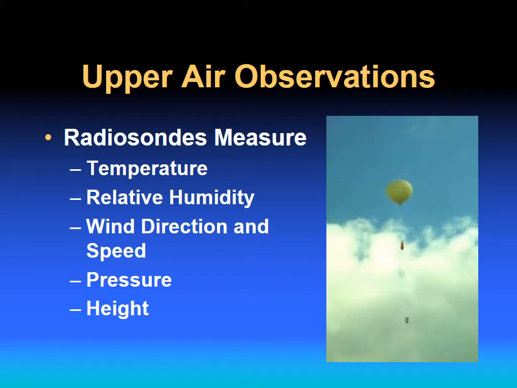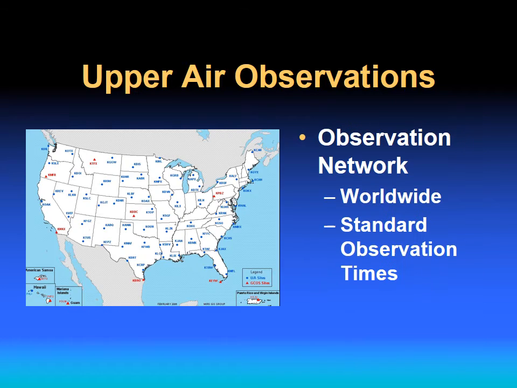So, when observations are made, they send up weather balloons that contain a package called a radiosonde. And these radiosondes take a profile of the atmosphere as far as the temperature and also the dew point or relative humidity. They also measure the wind direction and speed. And as they go up, they also have a pressure sensor that can tell how high they are above sea level and also the atmospheric pressure at that level.